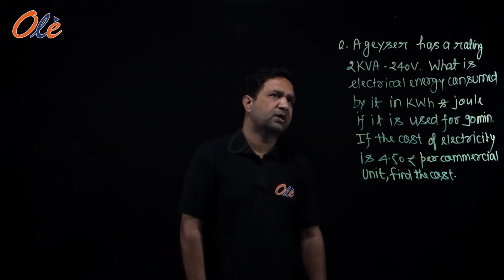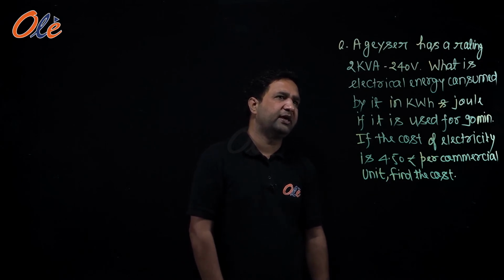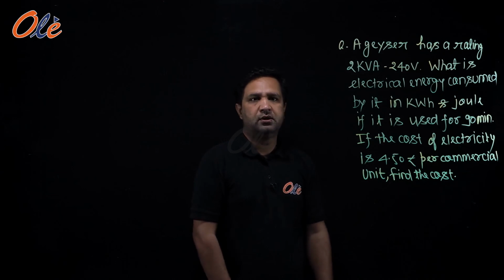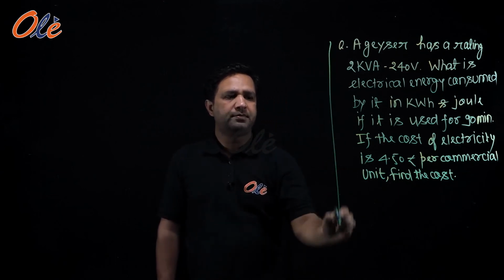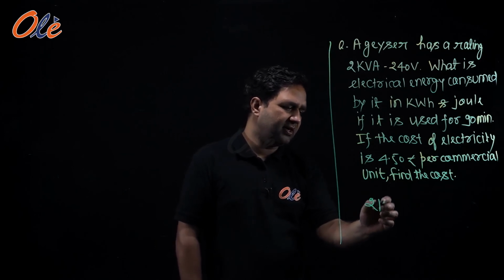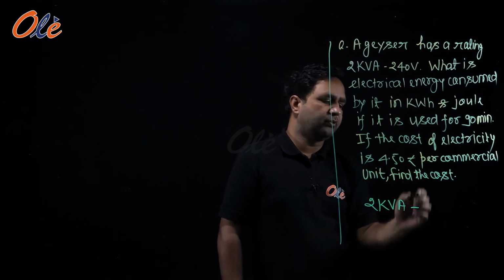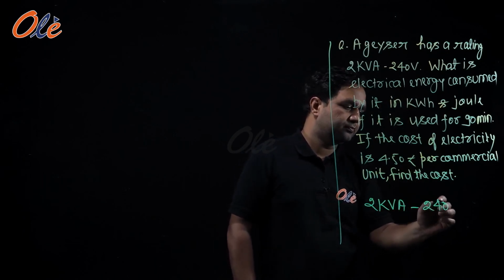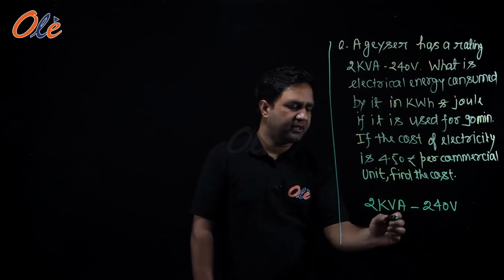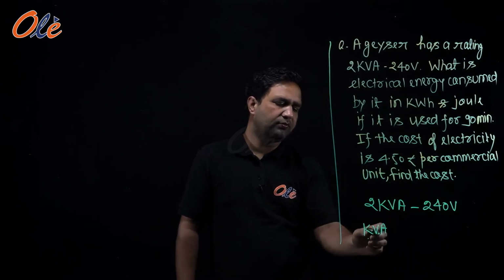Okay, so here's the question, and it says that a geyser has a rating of 2 kVA and 240 volt. Now, here what is the rating that is given? 2 kVA and 240 volt. Now what is this kVA? What is this kVA? Kilo volt ampere.